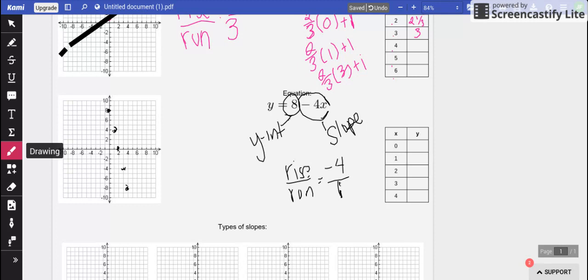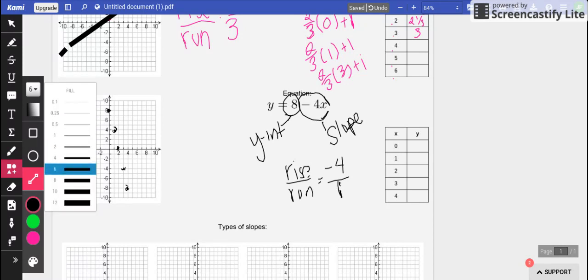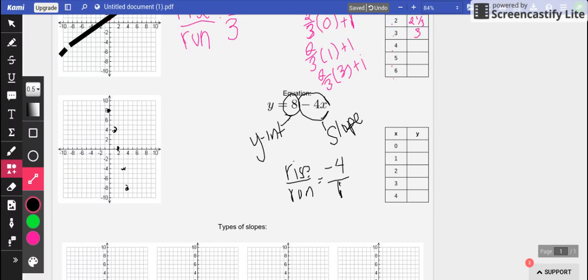I'm going to go as far as I can, and I seem to run off of the graph here, so that's what I can do. So then again, I can take a line tool, and I can draw my line through my points, and I get a nice line.